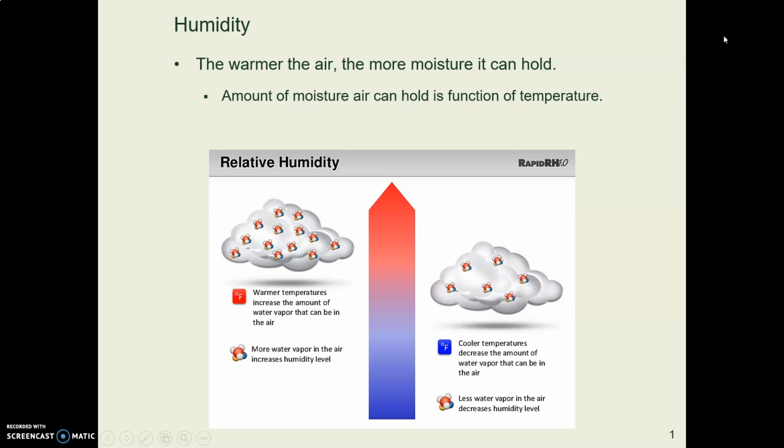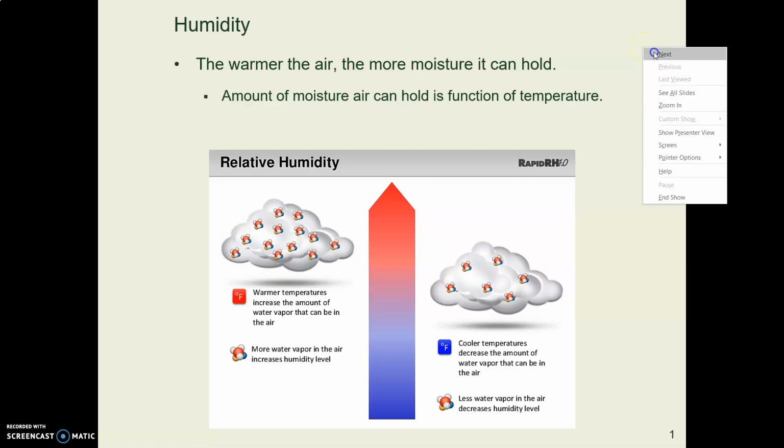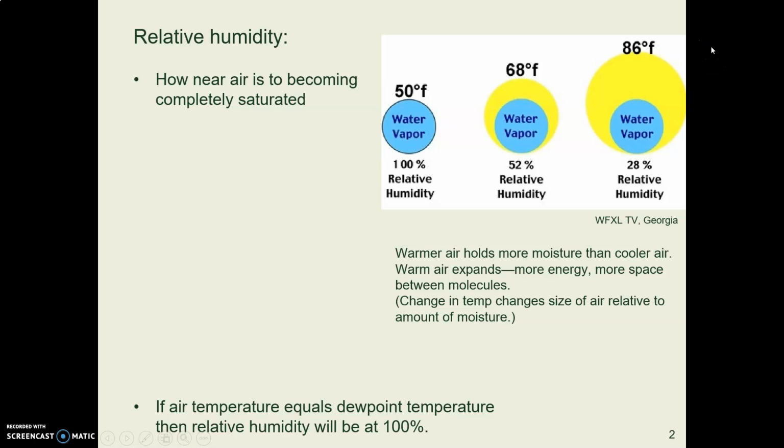The main thing we want to establish here is that there is a relationship between temperature and humidity. The basic idea is that warmer air can hold more moisture, colder air can hold less moisture. And this is related to relative humidity.